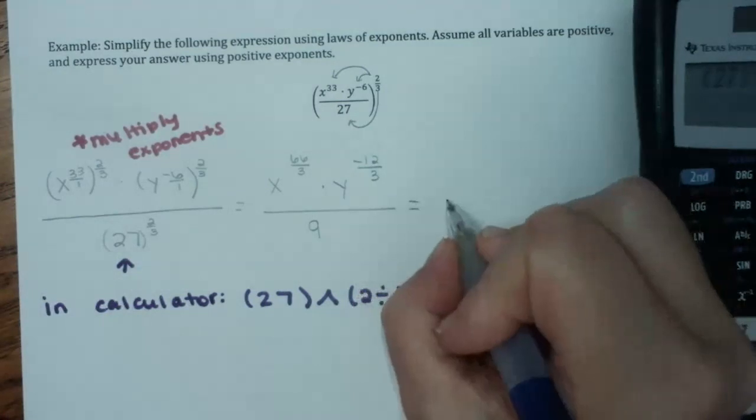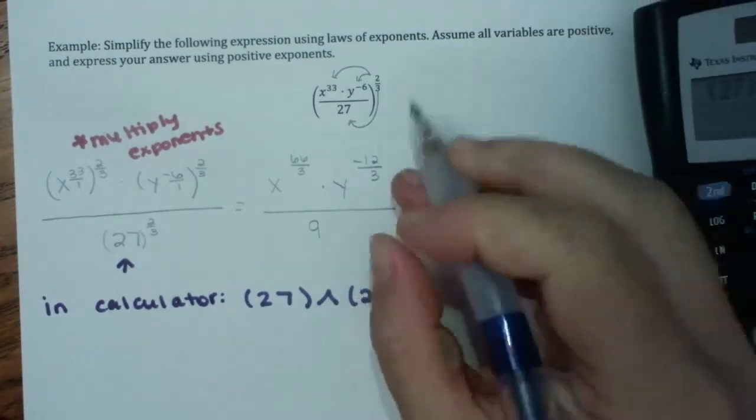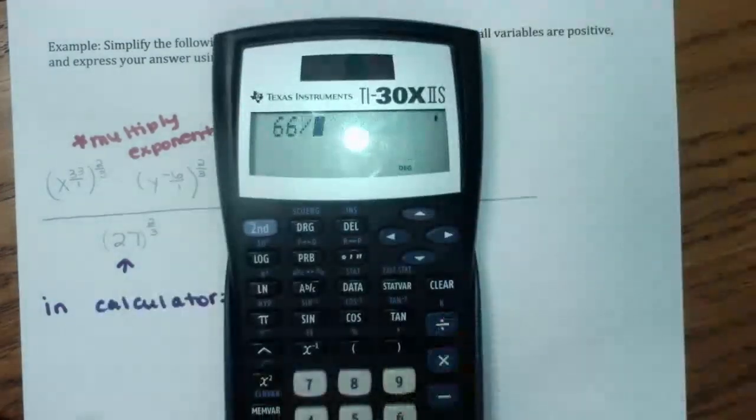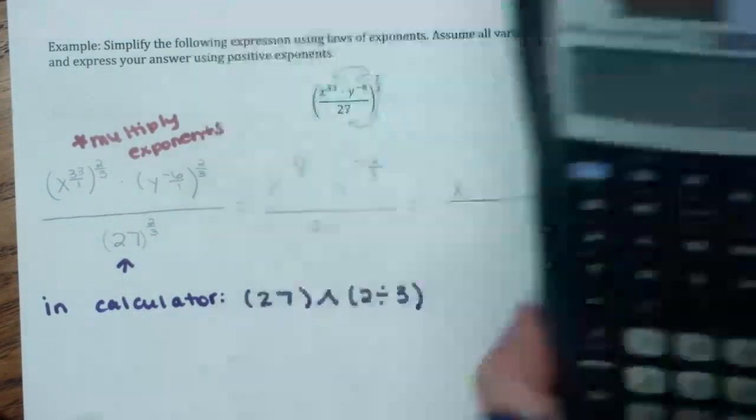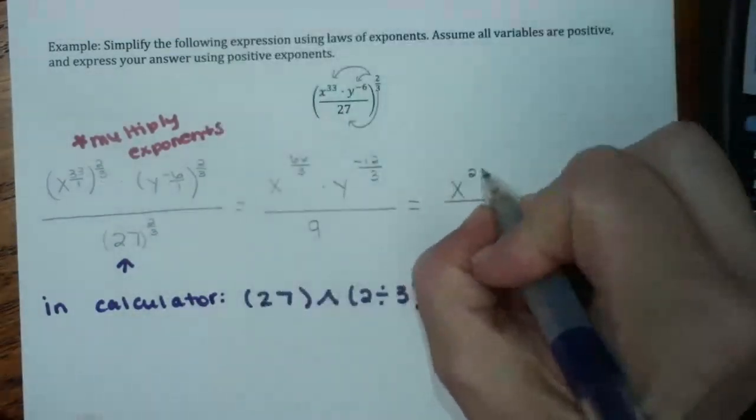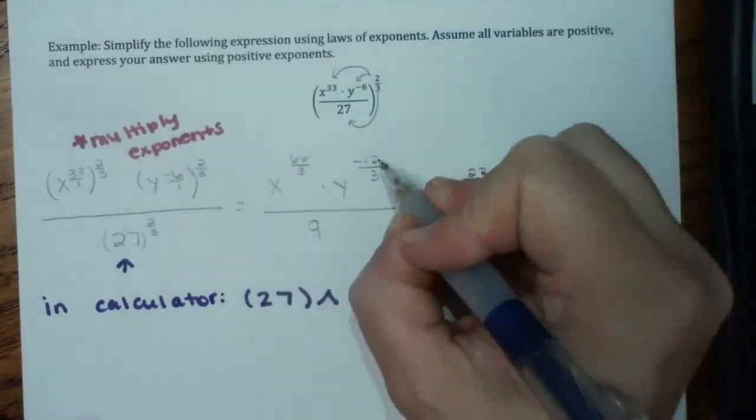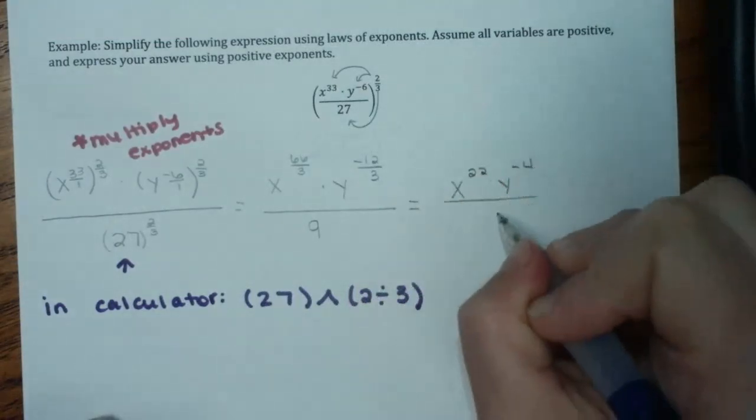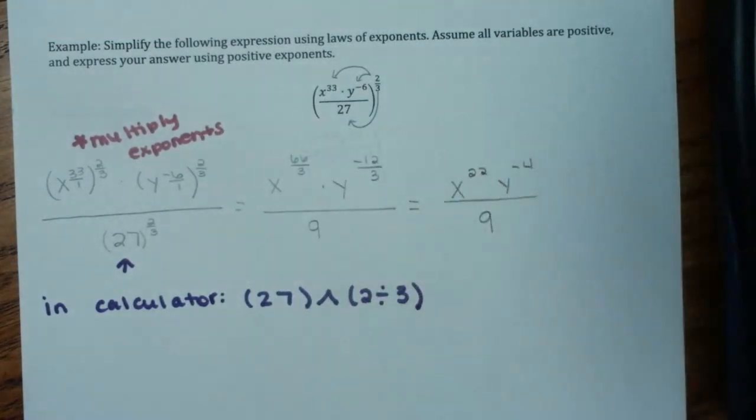All right, let's simplify. So we have x to the 66 divided by 3, which should give us 22. So x to the 22nd power. Y to the negative 12 divided by 3 will give us negative 4, all over 9.